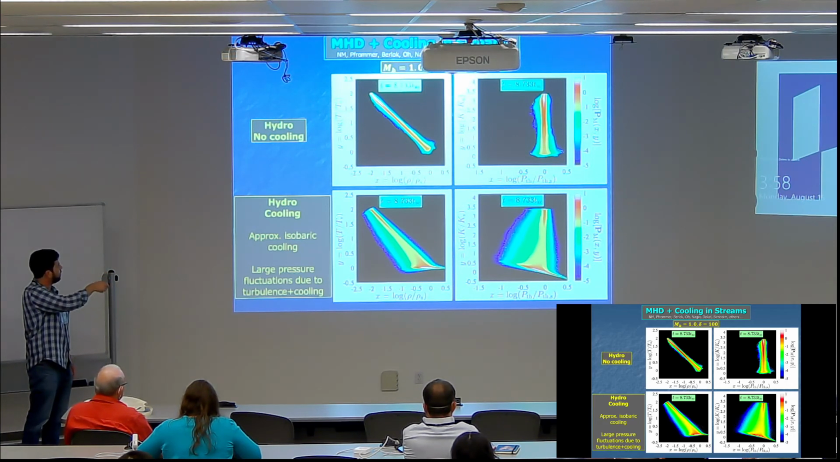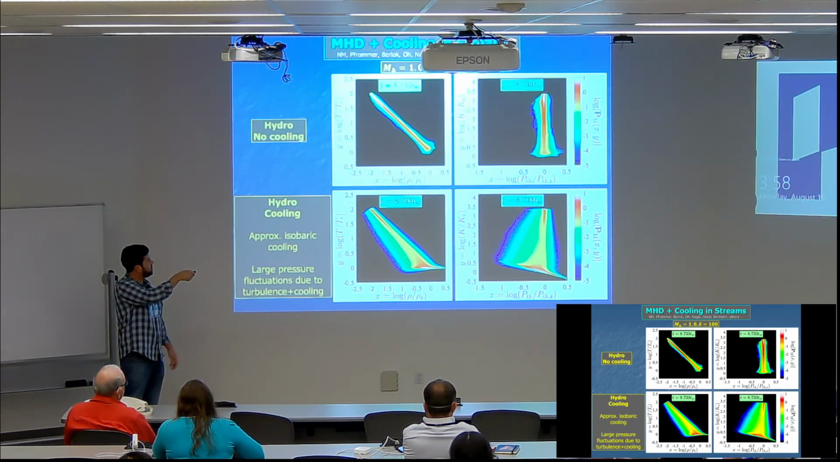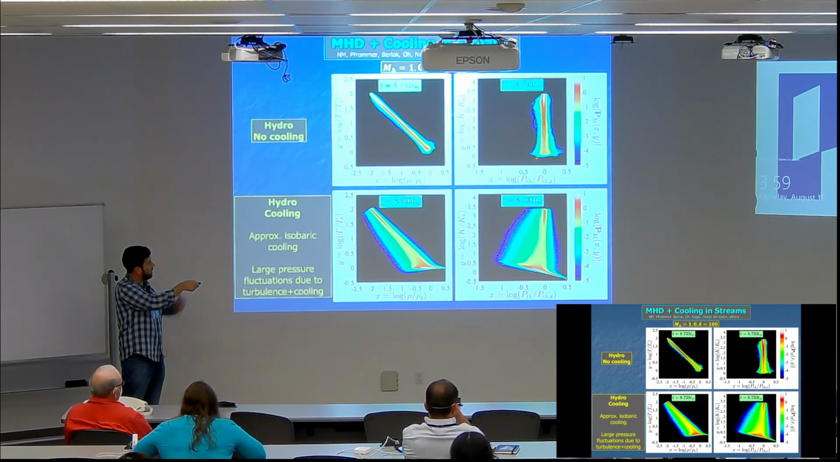These are phase diagrams. So let's focus just on the right-hand panels. Ignore the left-hand panels. This is in the space of thermal pressure and entropy, and this is the mass-weighted distribution of gas in this space. This is a hydro run with no cooling, where everything is at pretty much constant pressure, as cold gas is just mixing into the hot CGM and therefore heating up.